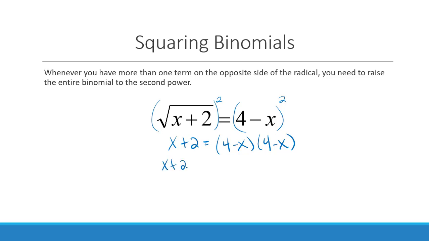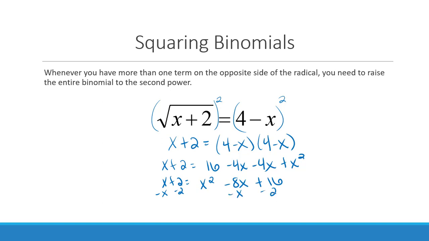So this is going to give me x plus 2 is equal to 16 minus 4x, and then plus x squared. So this is x plus 2 is equal to, it would drive me crazy to have x squared at the end. So I'm going to rewrite it as x squared minus 8x, and then plus 16. Now to solve this, I'm actually going to bring both of these over to the right-hand side so I can solve it as I would any quadratic, set it equal to 0. So I'm going to subtract the x and subtract the 2 to bring them over here. So now I have 0 is equal to x squared minus 9x, and then plus 14.